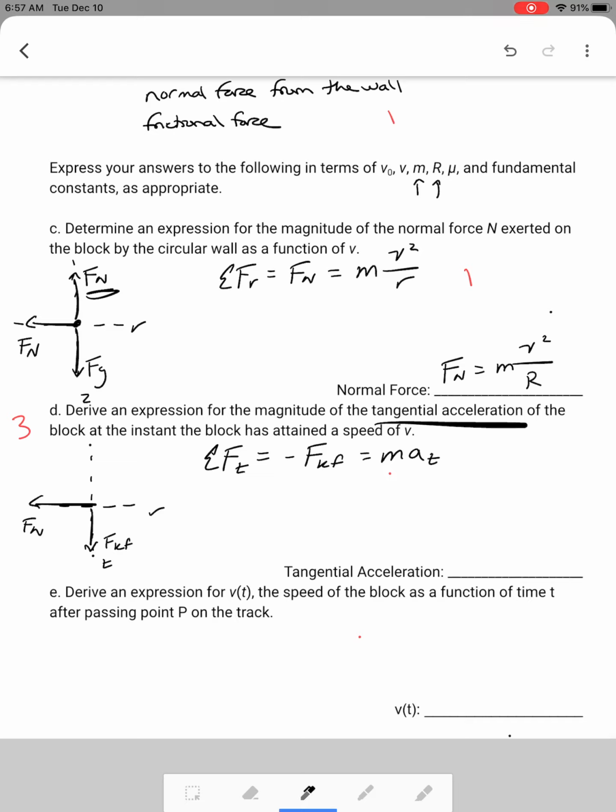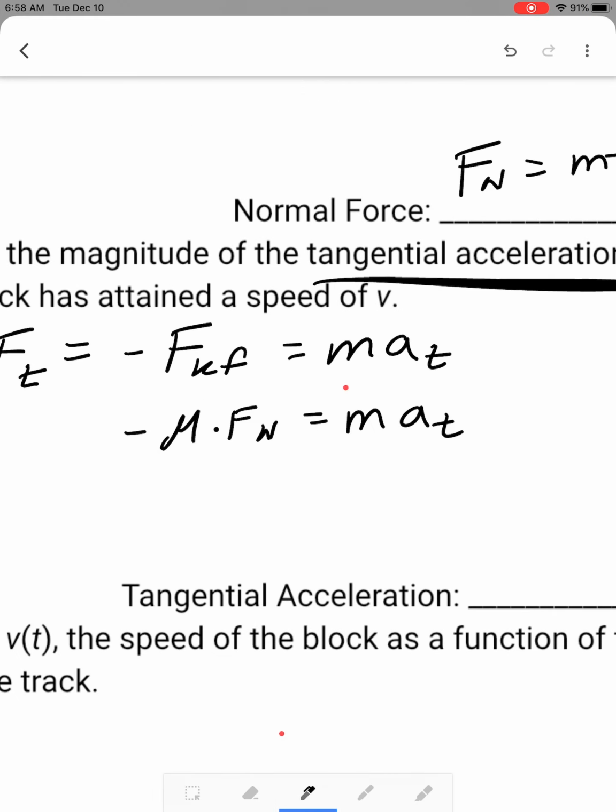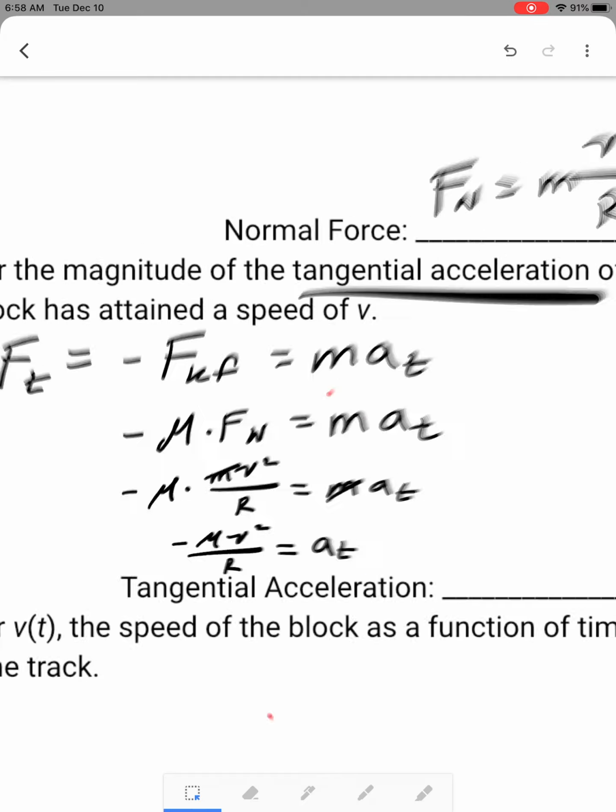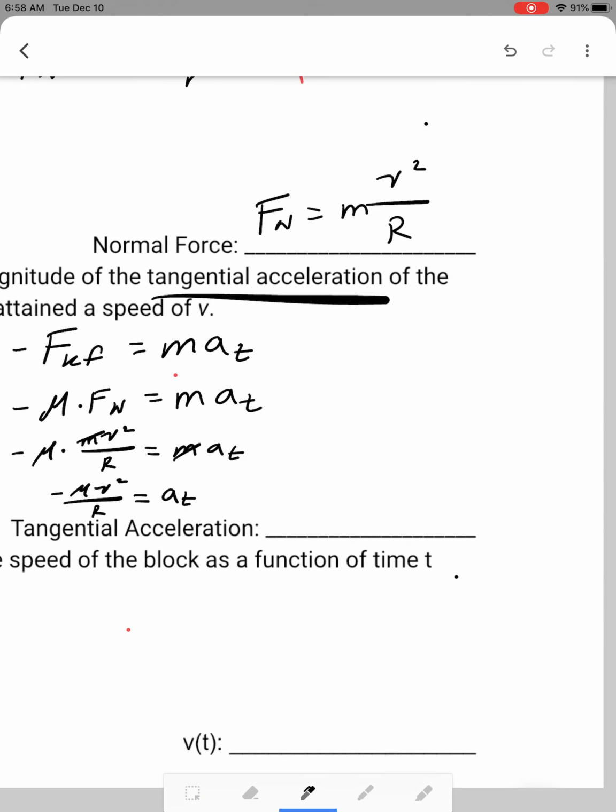So let's plug some stuff in. This is going to be equal to negative mu times the normal force, which is equal to mass times acceleration in the tangential direction. Well, I have an expression for normal force, so let's plug that in. So I get negative mu times mv squared over r is equal to m times the tangential acceleration. These m's cancel out, so I get negative mu v squared over r is equal to my tangential acceleration. And that's what we got.